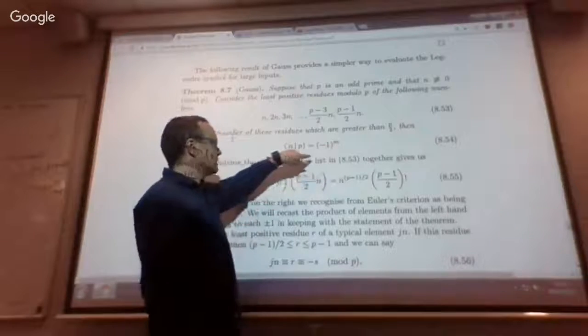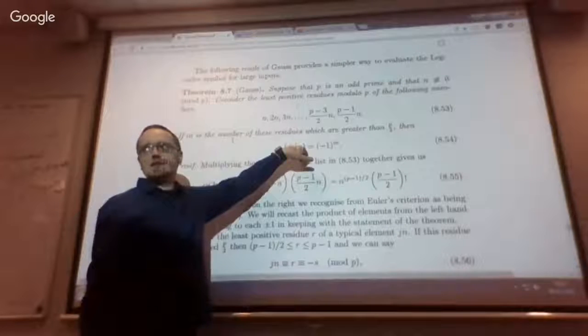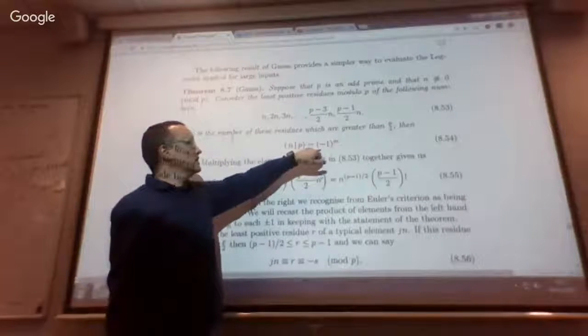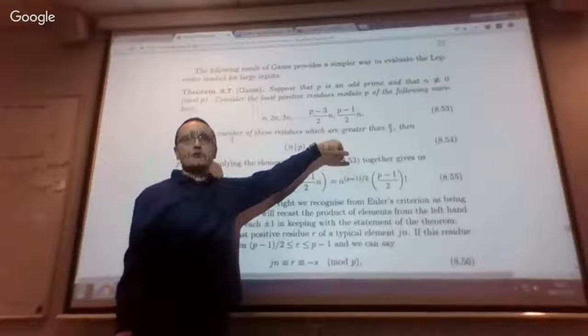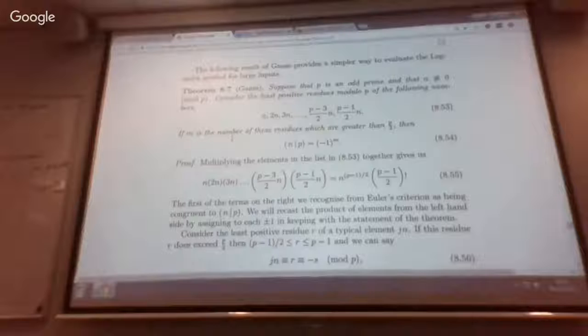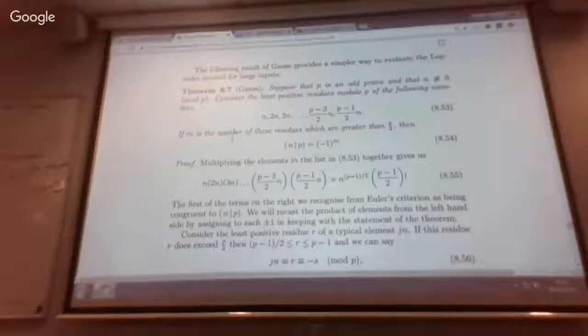The count of how many land in the second half, which is this number m, when you raise minus 1 to that power, you get the congruence class of the Legendre symbol of n modulo p. So in other words, it just depends on whether this count m is odd or even. Because minus 1 to the power m will give you minus 1 if m is odd, plus 1 if m is even.